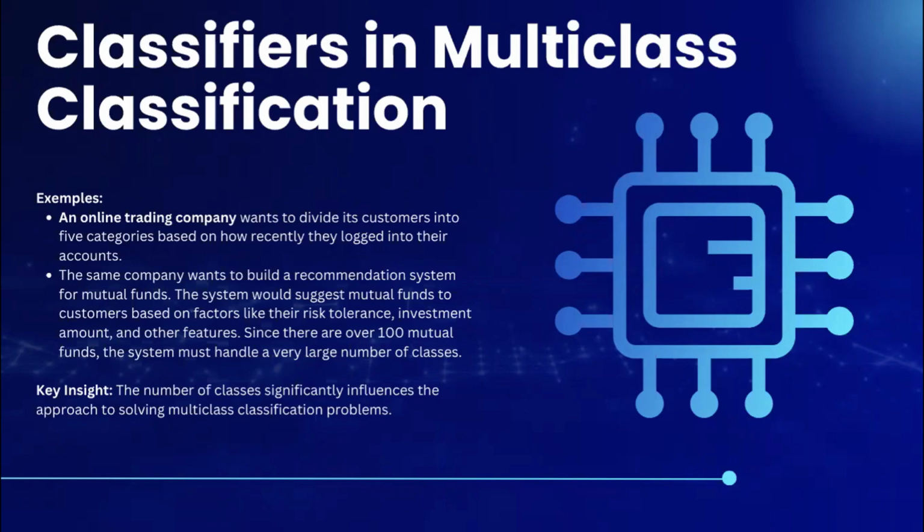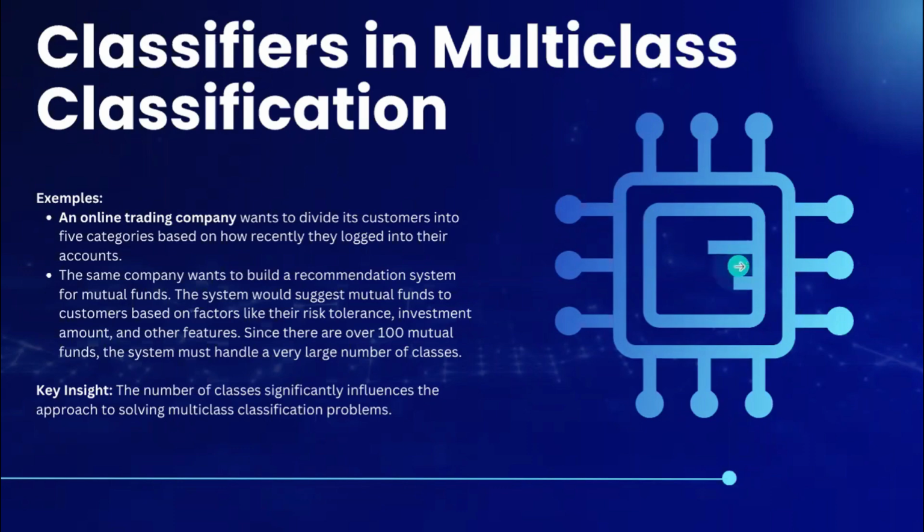First example, to set the stage, imagine these two scenarios. An online trading company wants to divide its customers into 5 categories based on how recently they logged into their account. And second, the same company wants to build a recommendation system for mutual funds. The system would suggest mutual funds to customers based on factors like their risk tolerance, investment amount, and other features. Since there are over 100 mutual funds, the system must handle a very large number of classes. So both examples involve multiclass classification, but they are significantly different in the number of classes, which affects how we approach the problem.